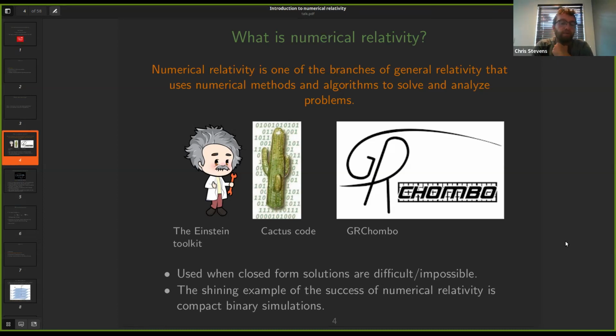The Einstein Toolkit, for example, is an open source project that utilizes Cactus, and that's a community-driven project that's at least a decade old now, I would guess. And it just gets built upon and built upon, so it's massive now. So these sorts of numerical methods are used when closed form solutions are impossible. So it would be very difficult to write down a function that describes one of those processes.